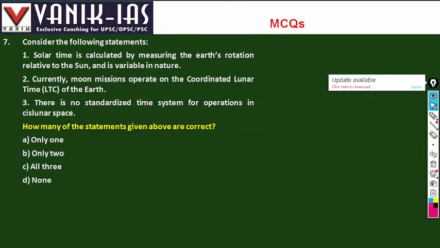Consider the following statements: solar time is calculated by measuring the Earth's rotation relative to the sun and its variable nature. Right. Currently, moon missions operate on Coordinated Lunar Time, not Earth's. There is no standardized time system for operation in cislunar space. Only 2 are correct, 1 and 2.